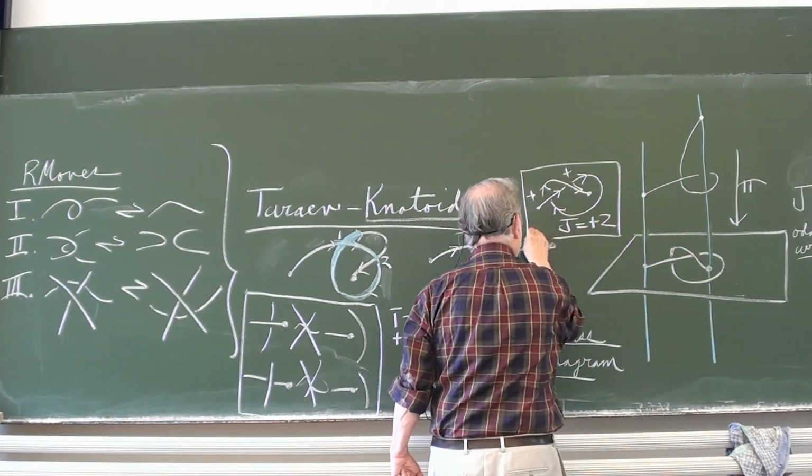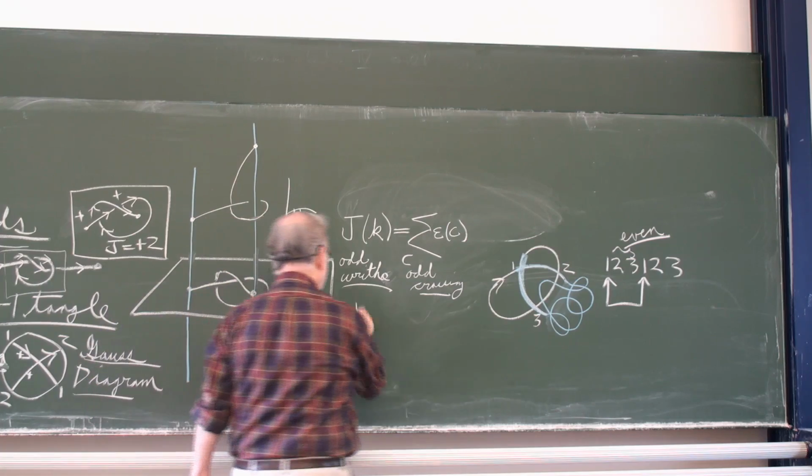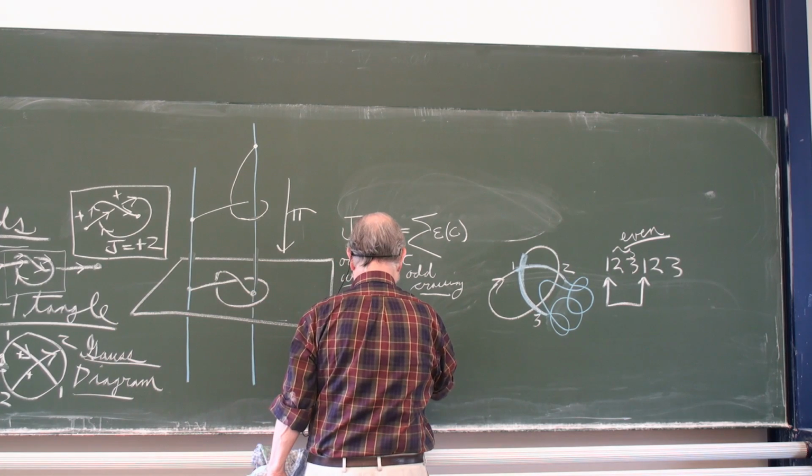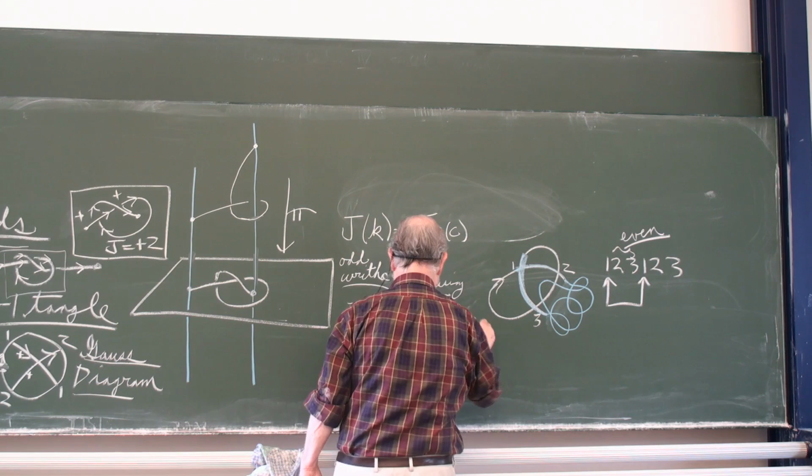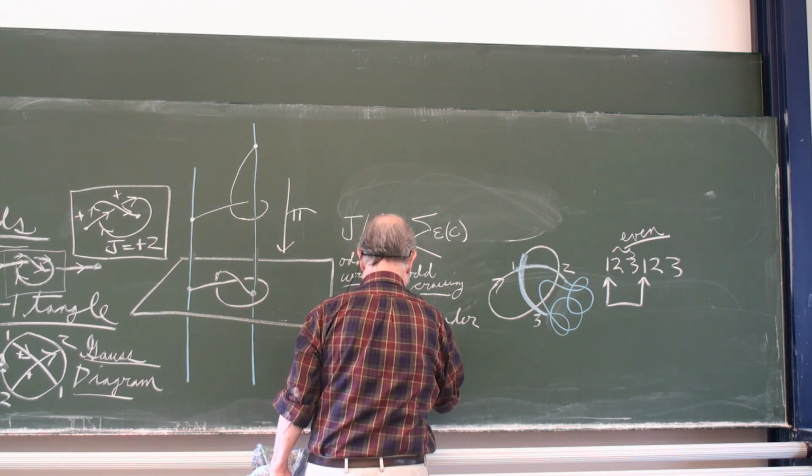So what? Well, J is invariant under Reidemeister 1 and 2 and 3.